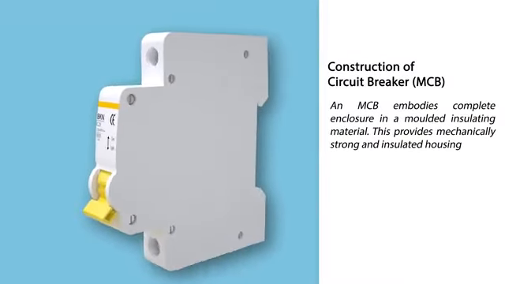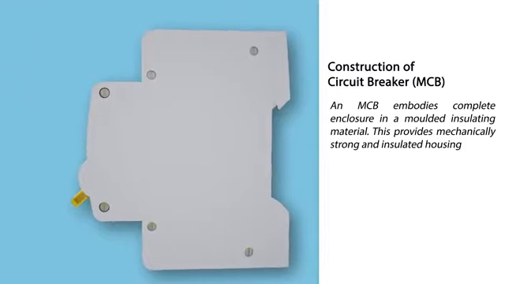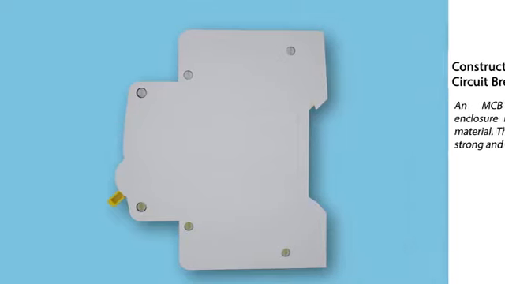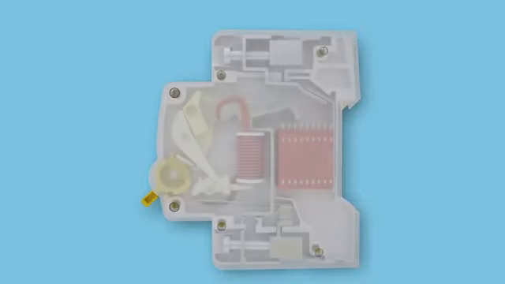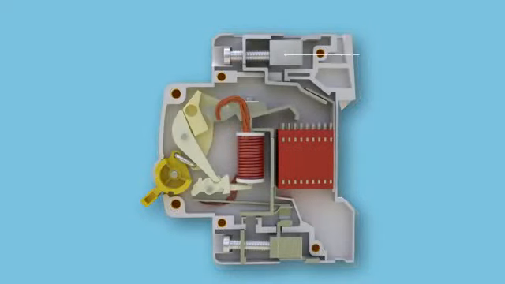Construction of circuit breaker, MCB. An MCB embodies complete enclosure in a molded insulating material. This provides mechanically strong and insulated housing. Remaining parts of MCB are: incoming terminal. Incoming terminal is made up of electrolytic copper or silver alloy, and this is where the incoming phase is fixed.